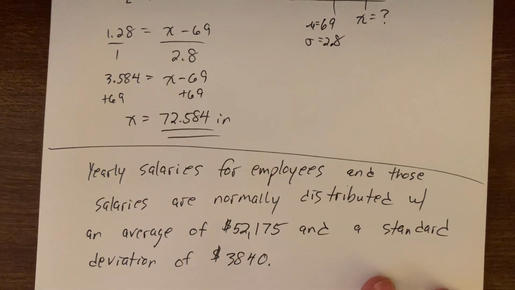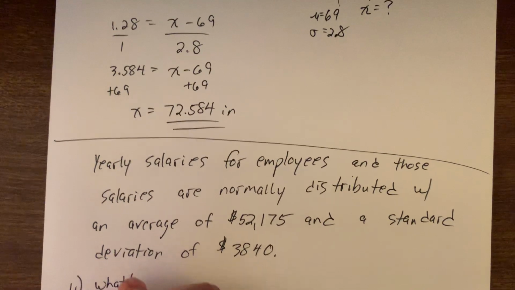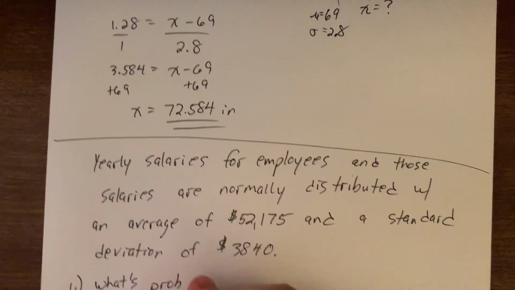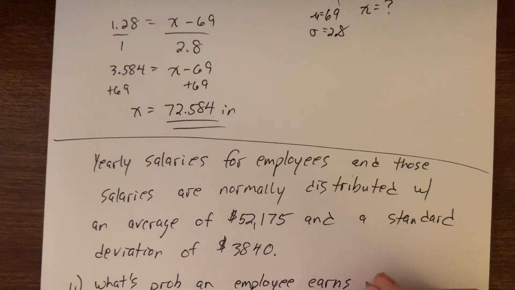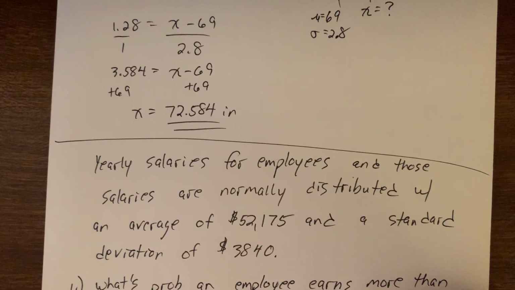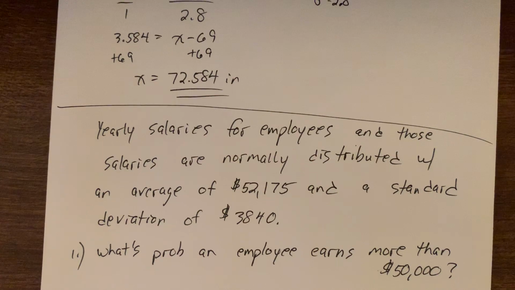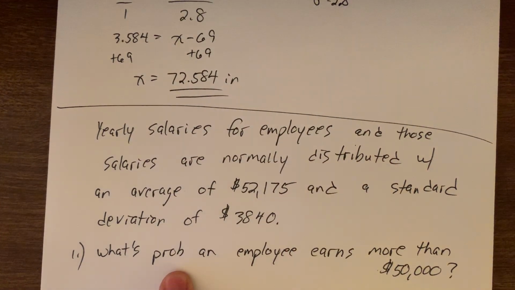So a bunch of information, and now my first question, number 1, what's the probability an employee earns more than $50,000? Again, we've completely changed context. Before, our heights in inches, relatively small numbers. Now we're looking at yearly salaries. We're looking at very big numbers, but it still doesn't matter. Normally distributed, we're being asked for a probability.